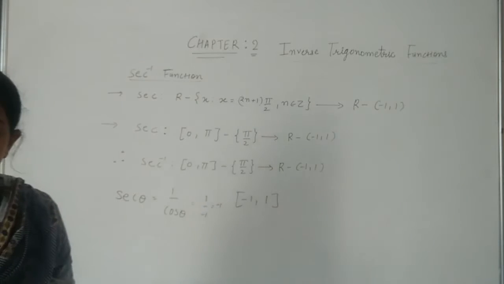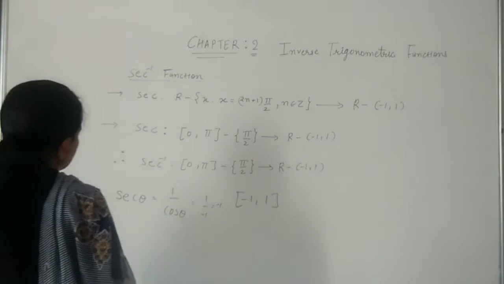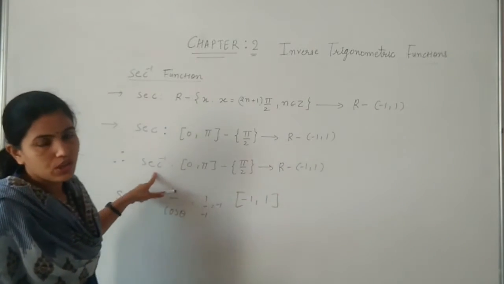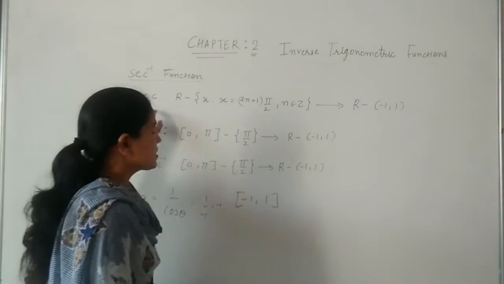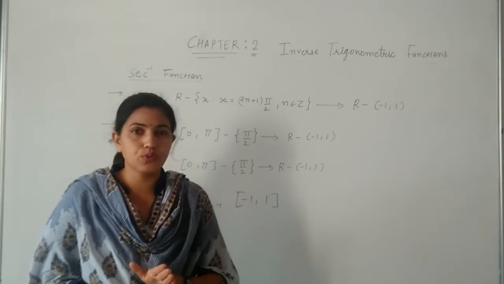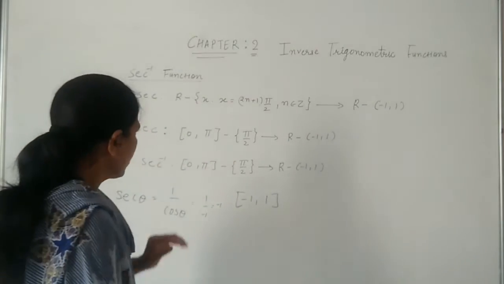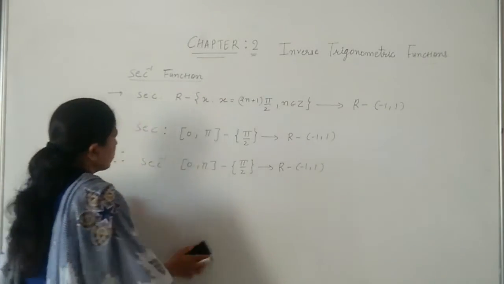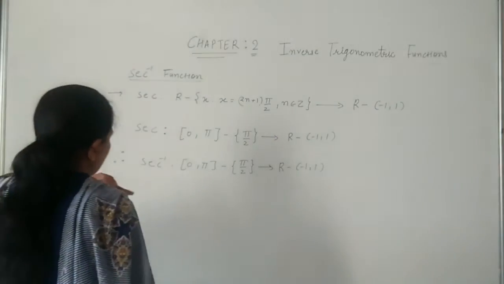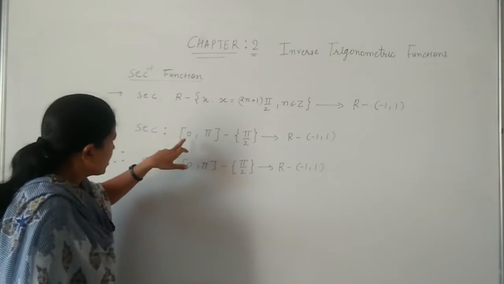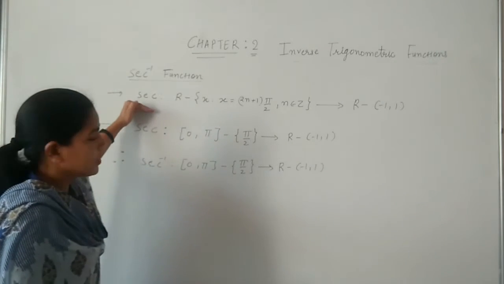Now as we discussed in the last video, when we want to define the inverse function, first our function must be one-one and onto. And we have seen in the last class that all the trigonometric functions are onto but not one-one. For making them one-one, we have to restrict the domain. So here we restrict the domain of the sec function to 0 to π. You can see the graph of the functions we discussed in the last video.